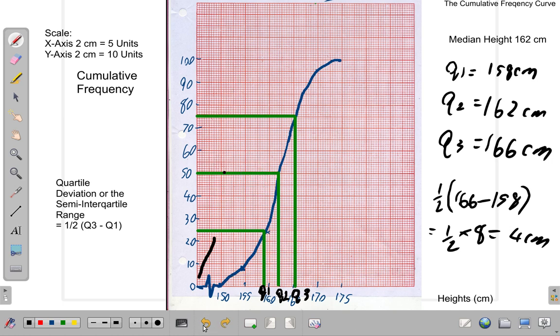Alright, so that's for the quartile deviation, otherwise called the semi-interquartile range.